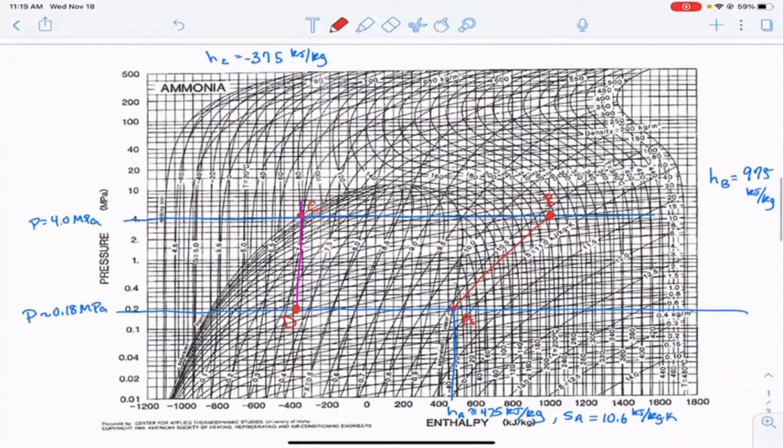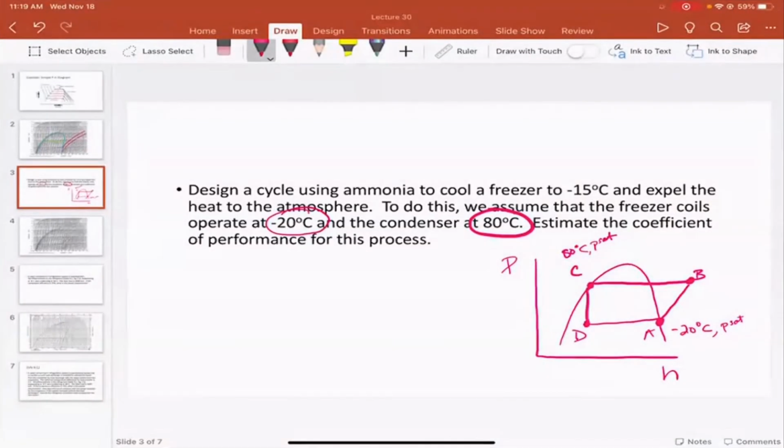All right. So are we okay? Yeah, someone wants to know how you got point A in the chat. So point A, remember in the problem statement, that's a good question, is that we're told that the freezer coils operate at -20 degrees C and the condenser is at 80 degrees C. And so at this lower temperature, this is saturated vapor at the lower temperature.